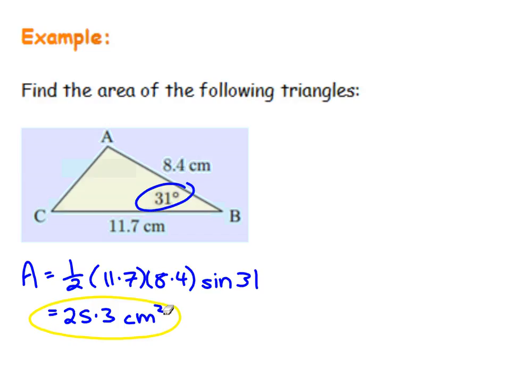And notice it was centimeters up here, so centimeters squared for area down below. So it was a nice straightforward one. Again, determine the area of the triangle.